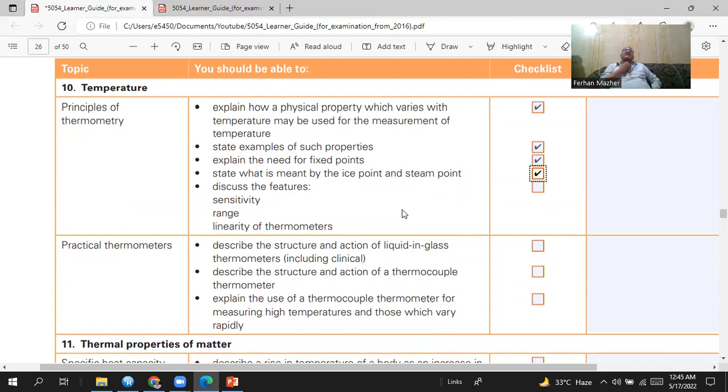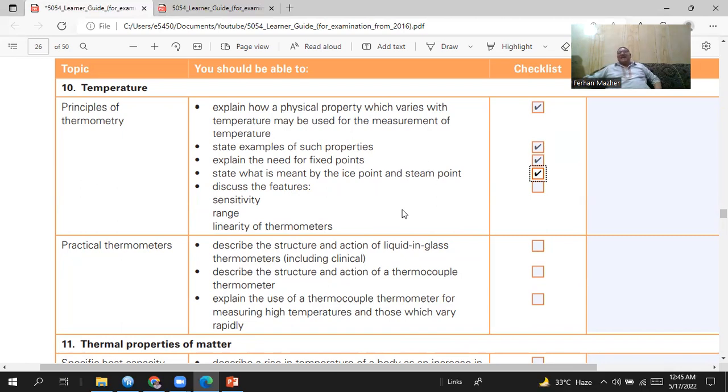Sensitivity means the change in the length of the mercury for every degree change in the temperature. If that change in the length of the mercury is larger for every degree change in the temperature, we will say that thermometer is very sensitive. If the change in the length of the mercury, or change in the thermometric property, is smaller for 1 degree change in the temperature, we will say it is less sensitive.